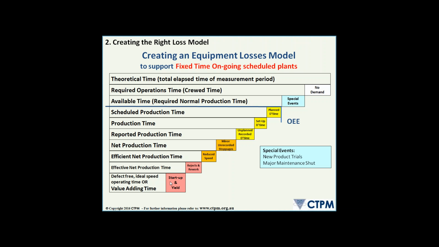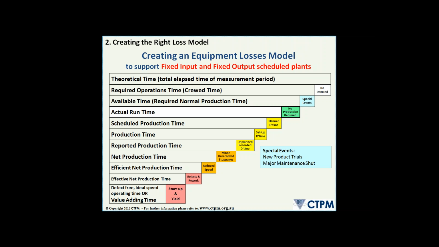So our OEE simply becomes the, we put the line over there and it includes all the 7 losses, and a way of measuring that is that the value adding time at the bottom, after you've taken all the losses off, over the available time up the top, will give you your OEE for your loss.